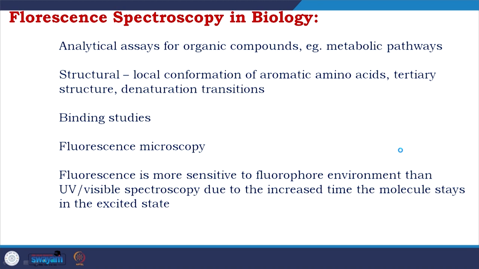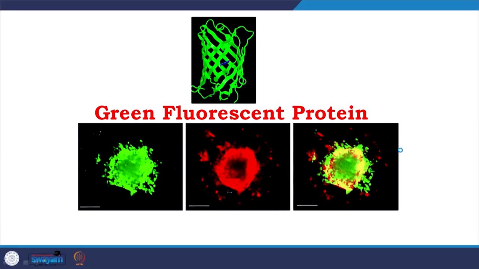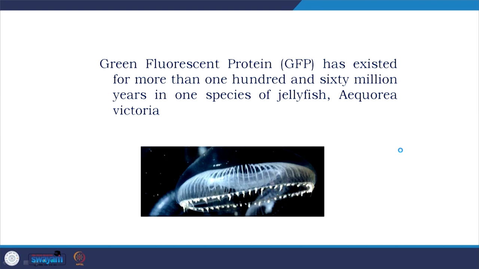excited state. And when I was talking about fluorescence microscopy, it reminded me of one of the best innovations of this century, which has changed the way we look at biology. It is called Green Fluorescence Protein. So, what is Green Fluorescence Protein? It is a protein which has existed for more than 160 million years in one of the species called jellyfish Aequorea victoria. I am very excited about this protein.